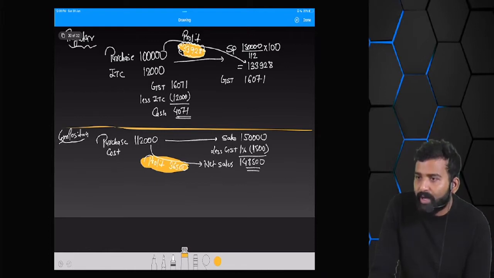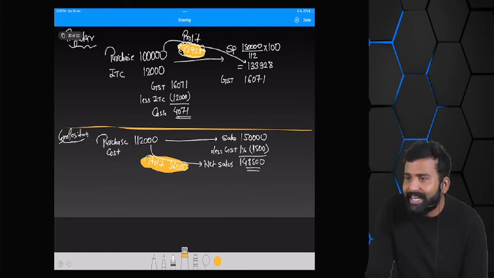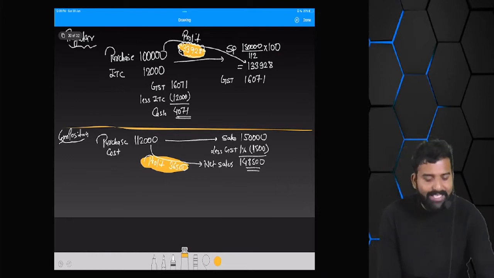Getting it? Okay. Sir, can you please tell the tax rate on gold? On gold, the rate of tax is 3%.